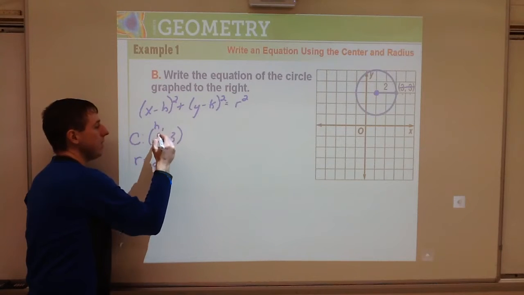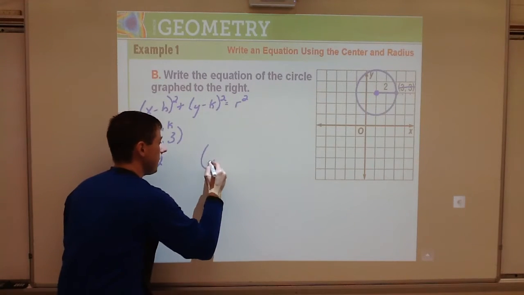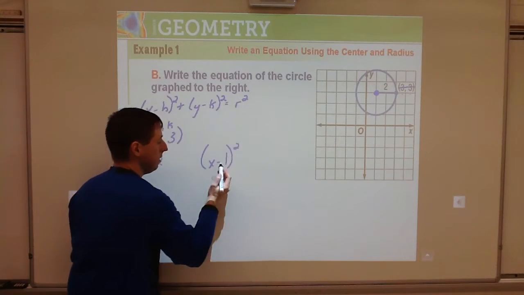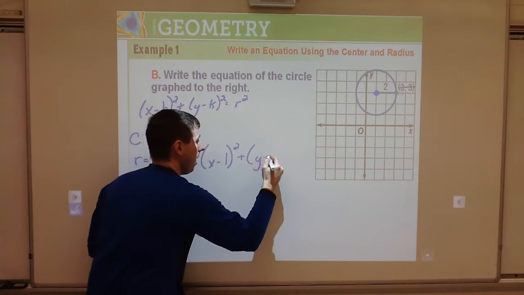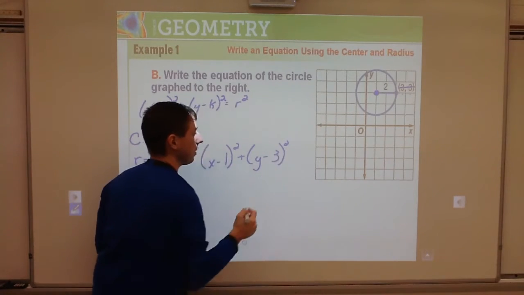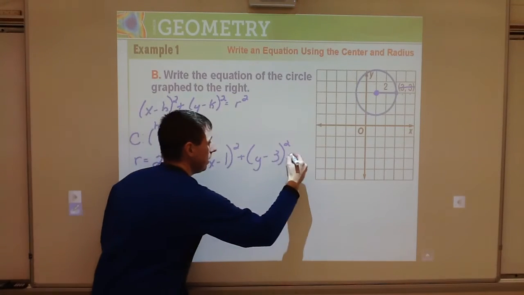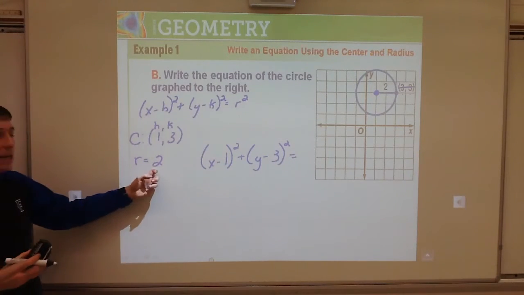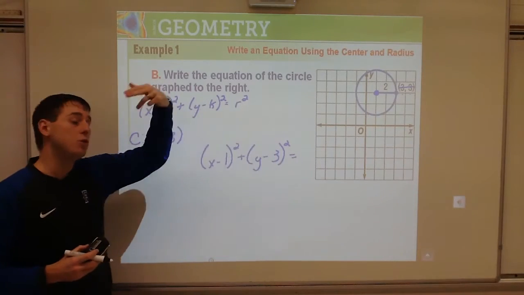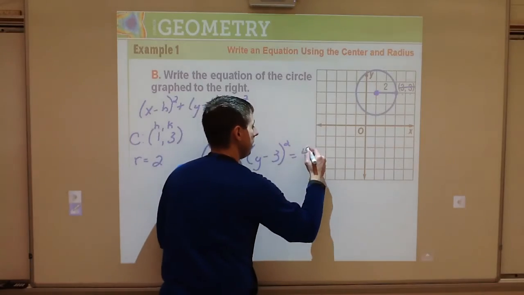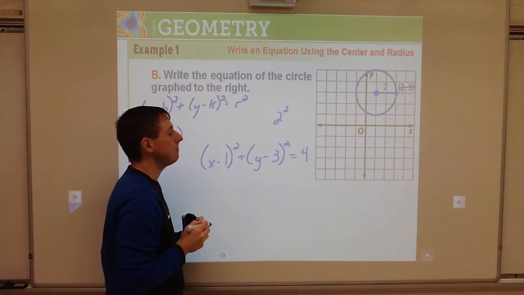So my first number is my h in the center. Second number is the k. So here we go. It'll be x minus 1. That'll stay minus since it's a positive number. Plus y minus 3 squared. Again, it's going to stay minus because it's a positive 3. Equals, if the radius is 2, don't just put 2 there. You've got to square it. 2 squared is 4. So always square your radius to put in that spot right there.